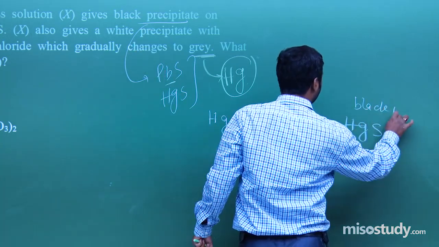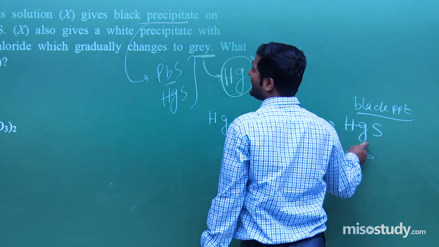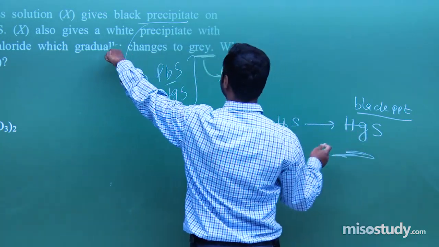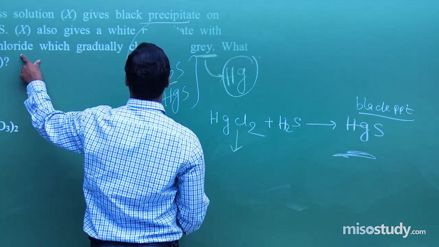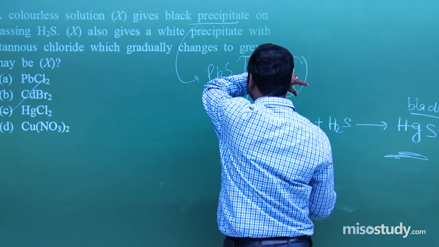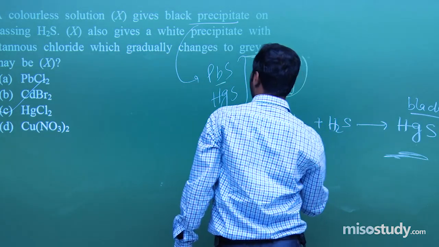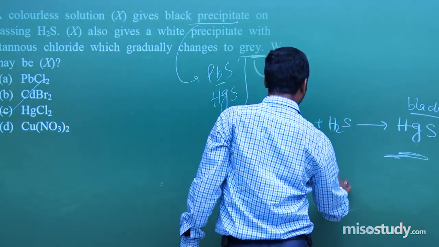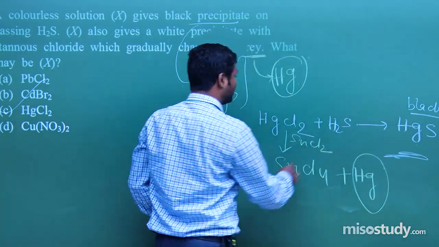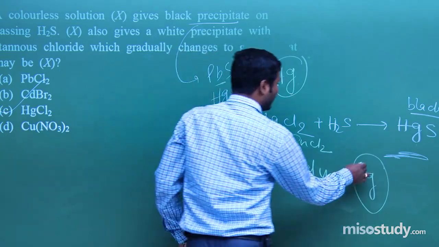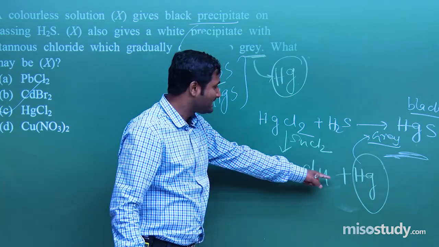First part of the question. Clear to you? Now X also gives a white precipitate with stannous chloride, which gradually changes to gray, because it will form SnCl4 and the release of Hg takes place. That is, when treated with SnCl2, it gives SnCl4 plus Hg, and we know this is gray in color. Remember this is gray in color.